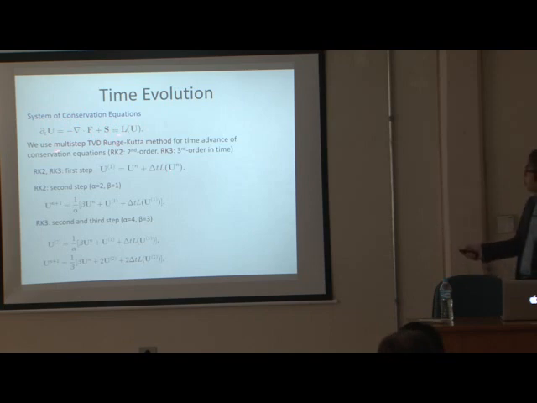So we use the multi-step TVD Runge-Kutta method for the time advance of the conserved equation. RK2 is second order, RK3 is third order in time. For RK2 and RK3 the first step is similar, just one time step. RK2 takes two steps, but for the third order case we need a second step, and the third step is a correction. If you think about fourth order or fifth order, you need additional sub-steps to get the next time step evolution. This follows from the ordinary differential equation, the famous Runge-Kutta method.